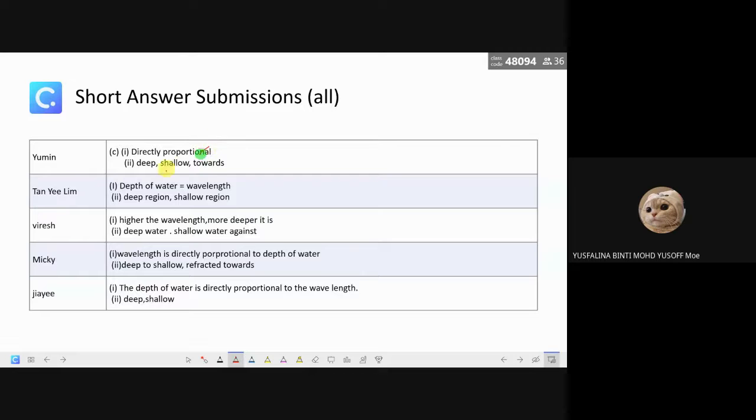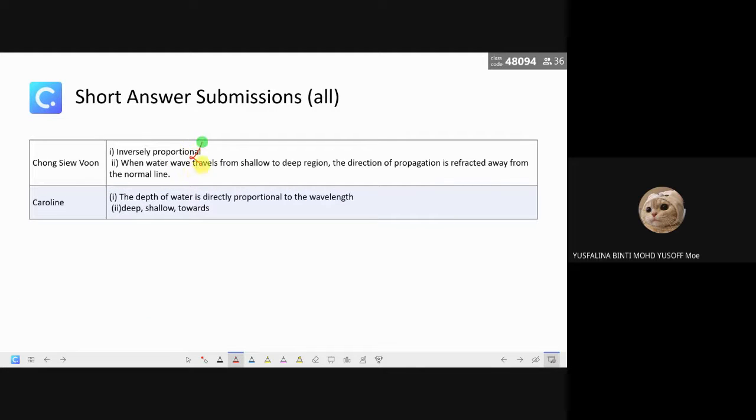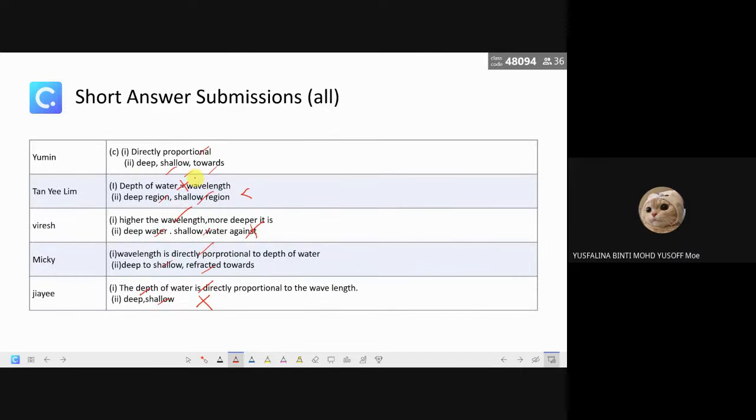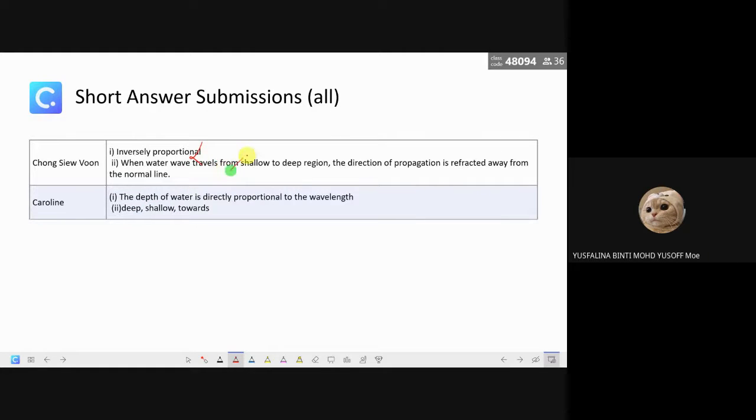Okay, Rachel, it's not the same. The depth of the water is not the same as the wavelength. So for the other one, the higher the wavelength, not against, it is towards. No, it's not inversely proportional. Shallow to deep is refracted away. Okay, very good.